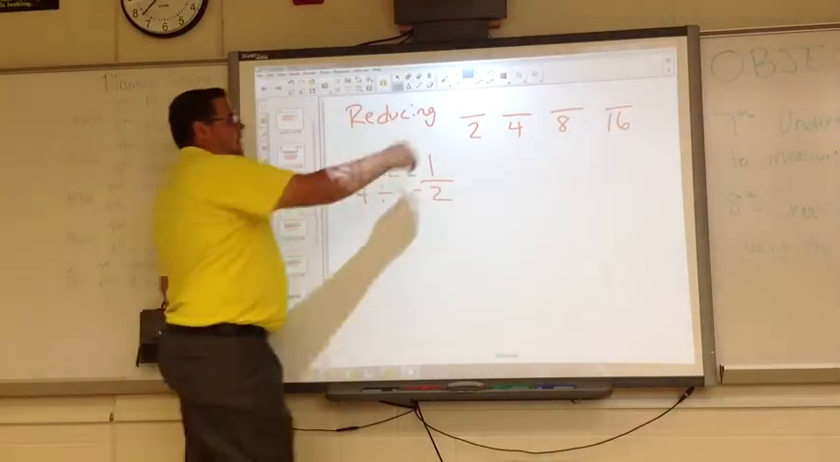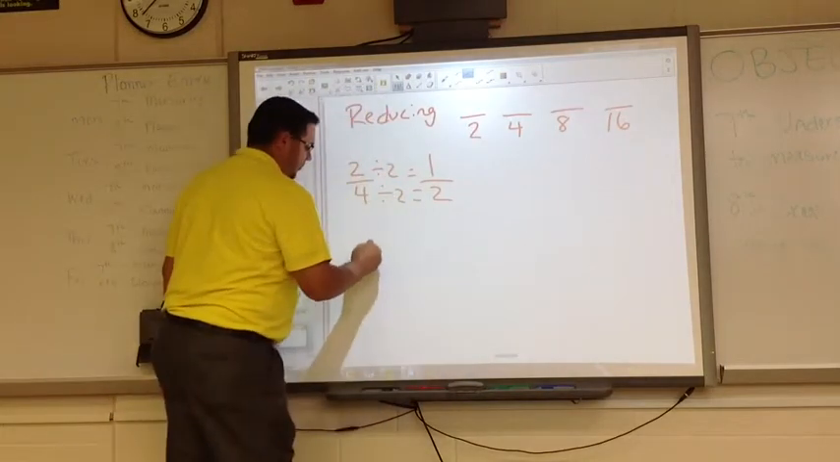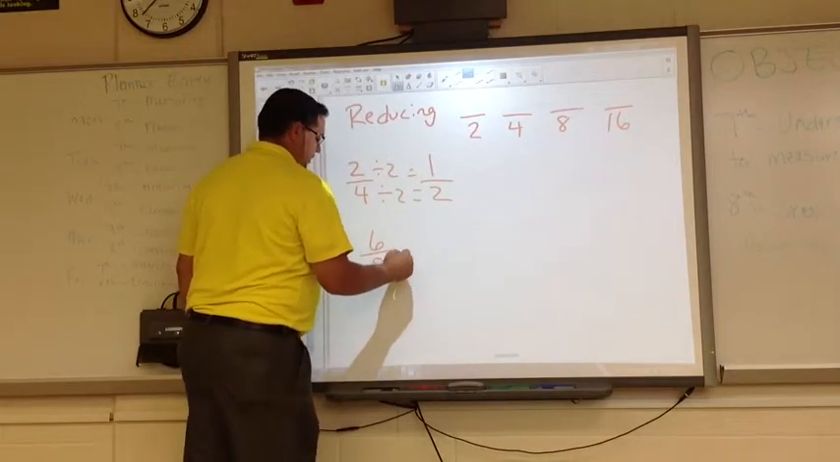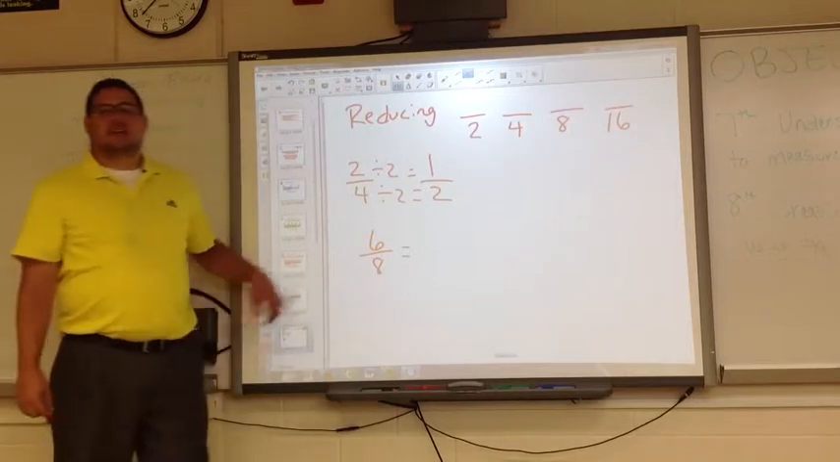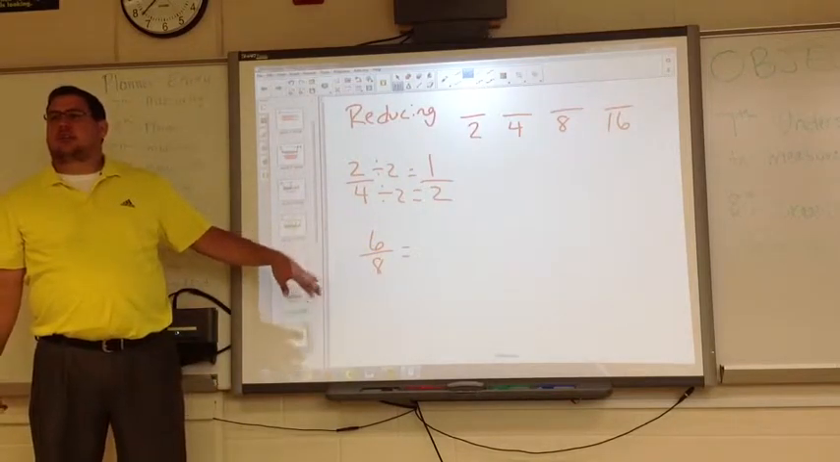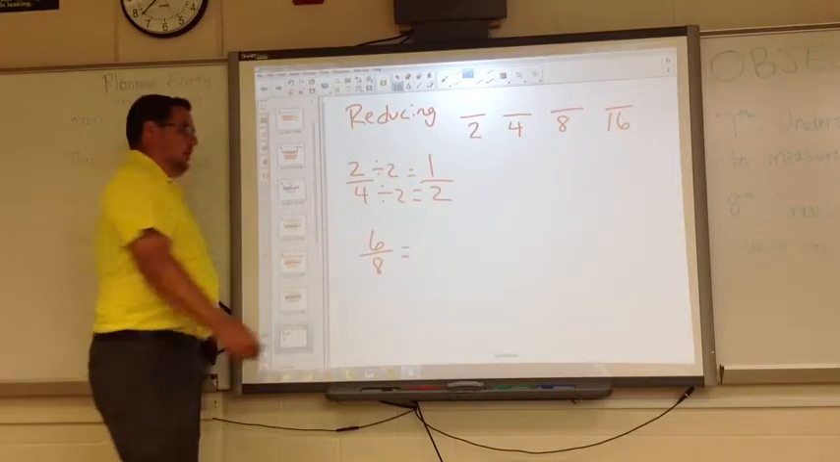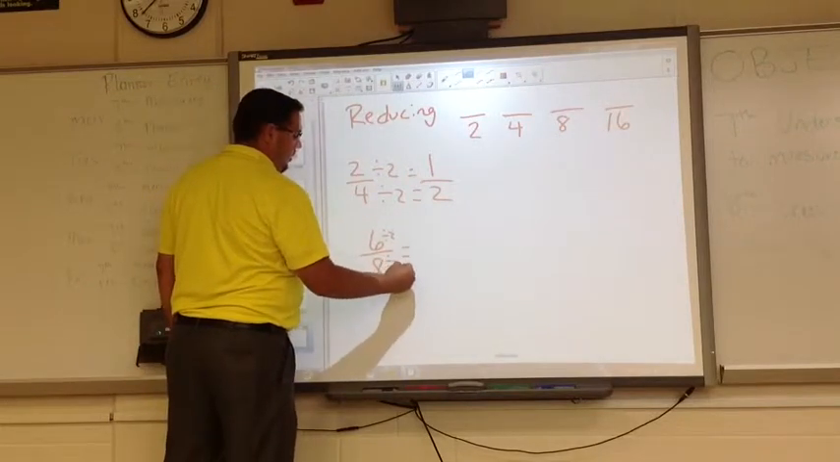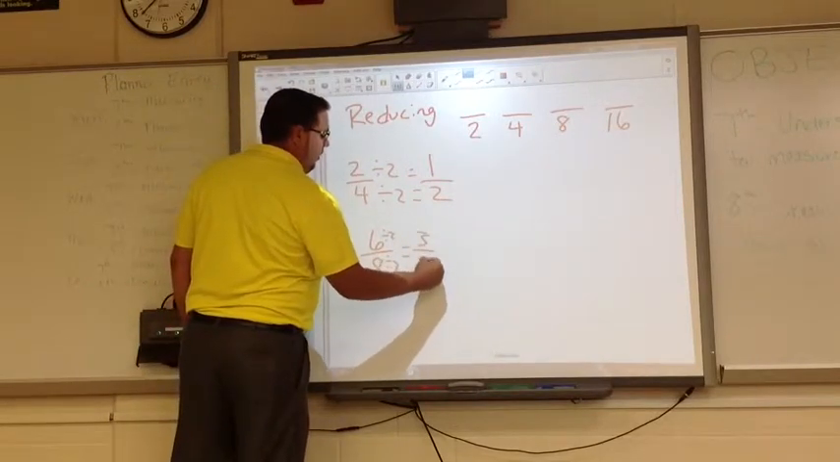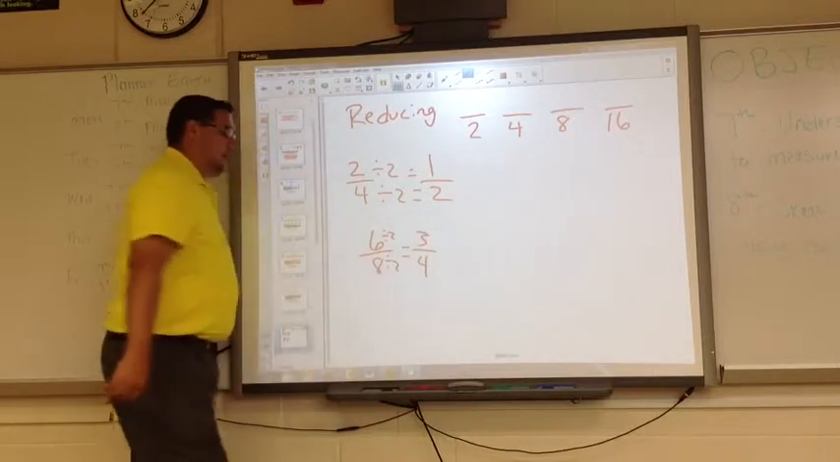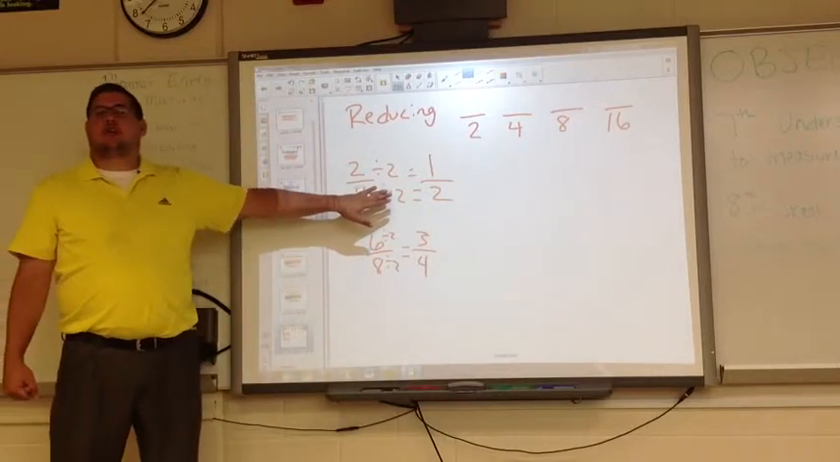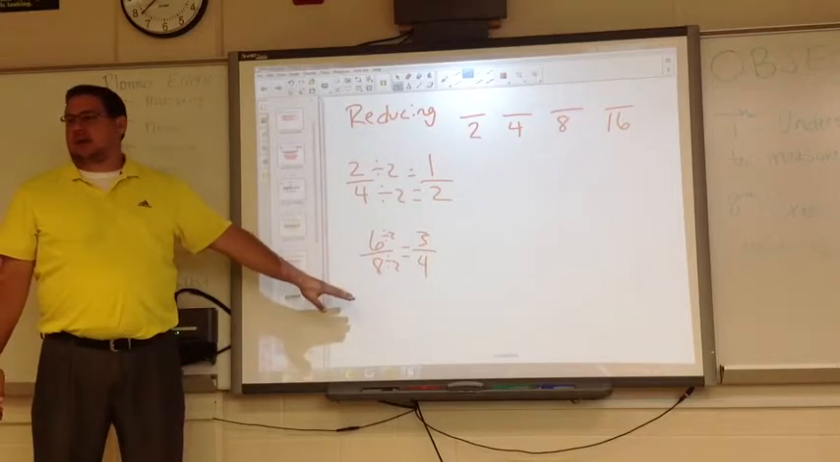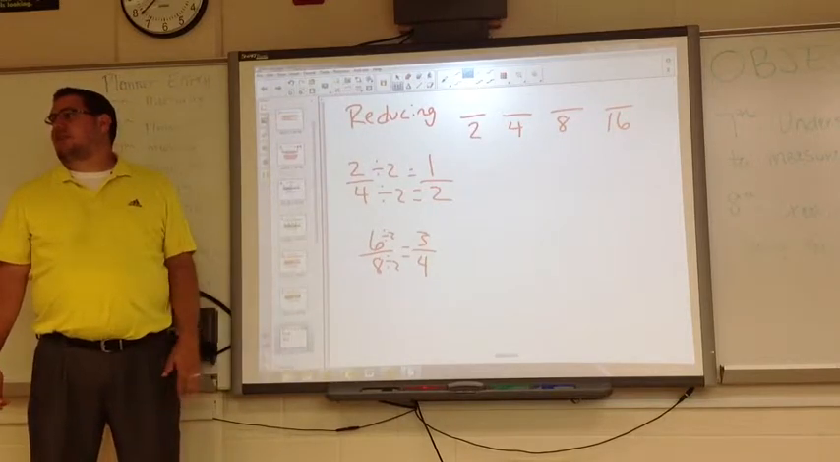Now if I do this again, this can also be reduced. 2 goes into both of them again. We divide by 2, divide by 2, we get 3/4. Now, notice that we are always dividing things by 2.